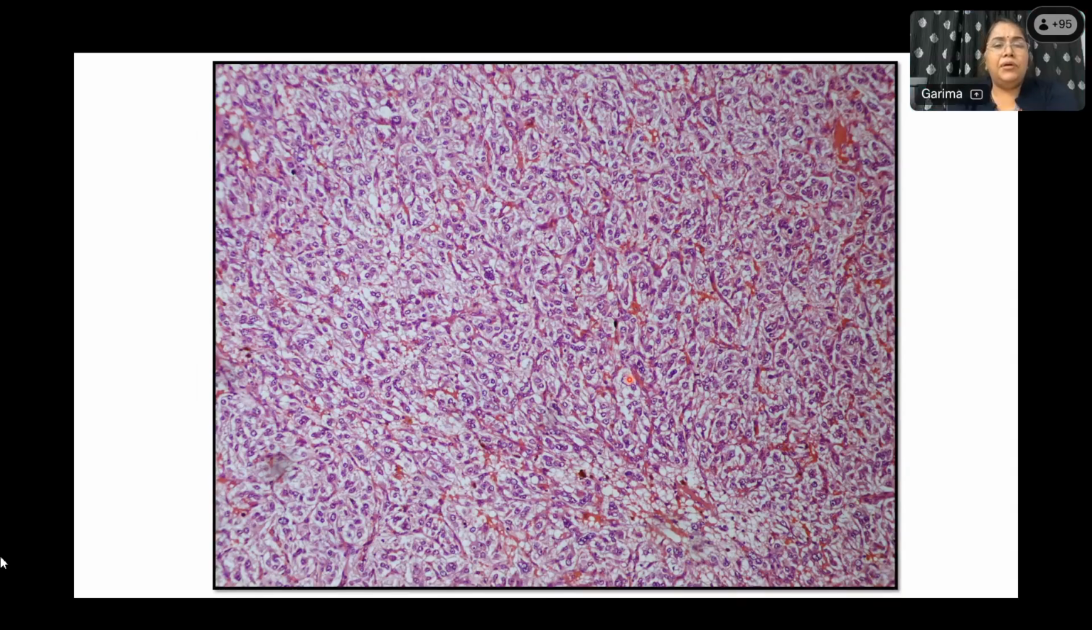Because we are seeing more or less a uniform picture. What else could you have expected in this case, or what are you expected to see in a suspected case of pheochromocytoma? Is it benign or malignant? Any student? I cannot see you, so please volunteer. Benign, ma'am. 10% of the cases can be malignant, ma'am.